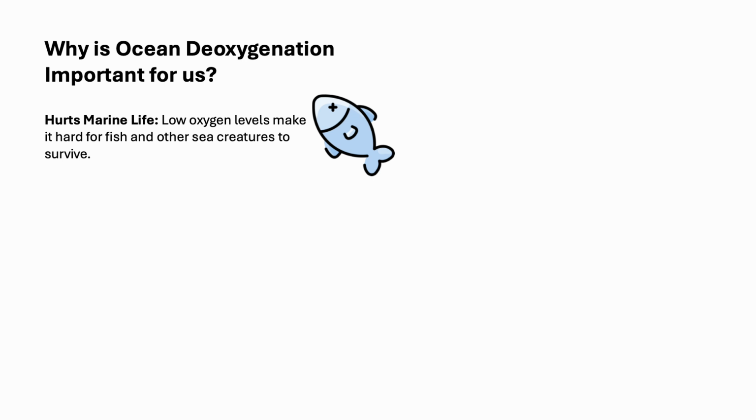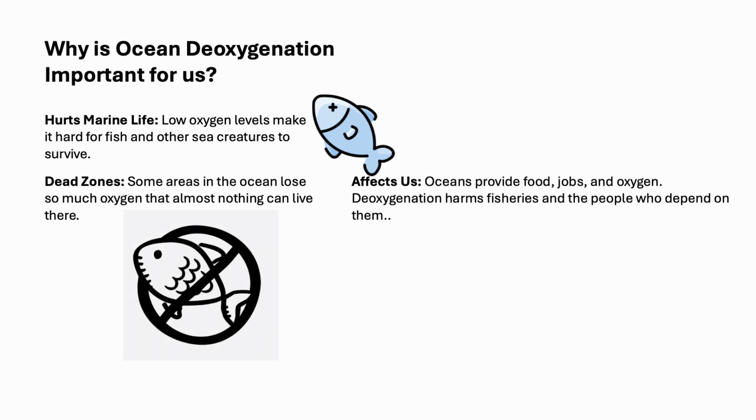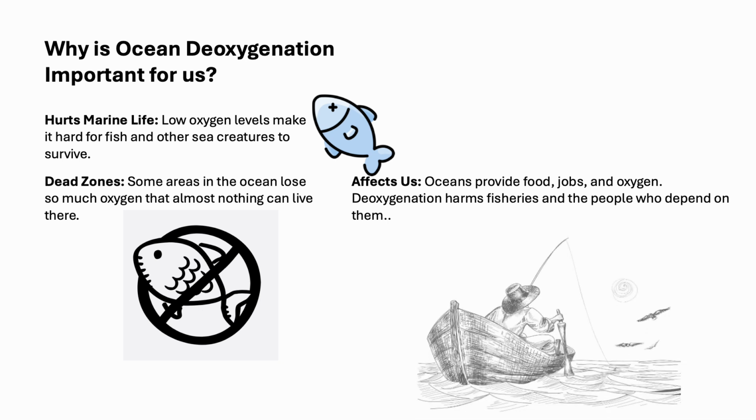So why is it important to us? It hurts marine life. Low oxygen levels make it hard for fish and other sea creatures to survive. Dead zones. Some areas in the ocean lose so much oxygen that almost nothing can live there, which is called a dead zone. But it also affects us because oceans provide food, jobs, and oxygen. Deoxygenation harms fisheries and people who depend on them.